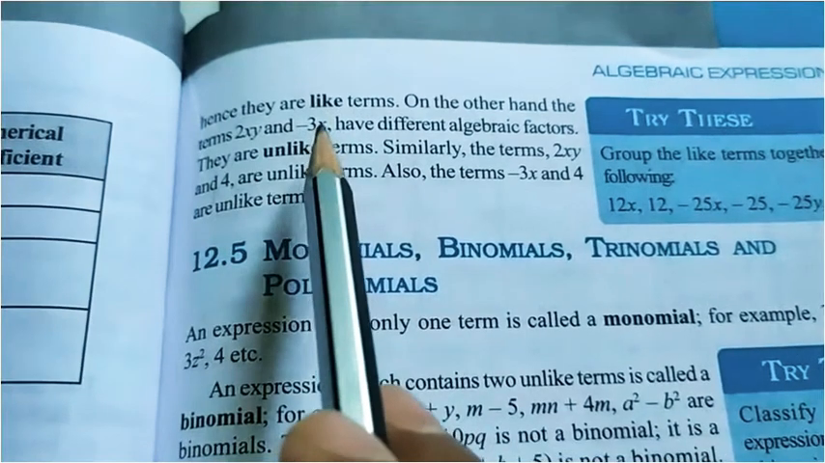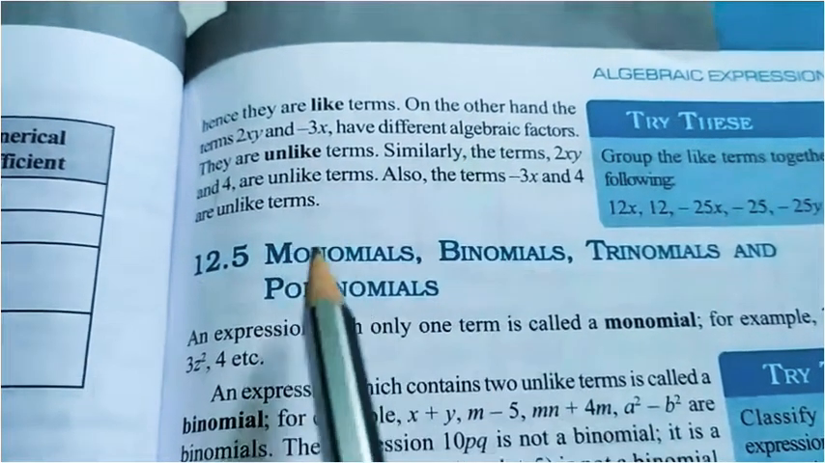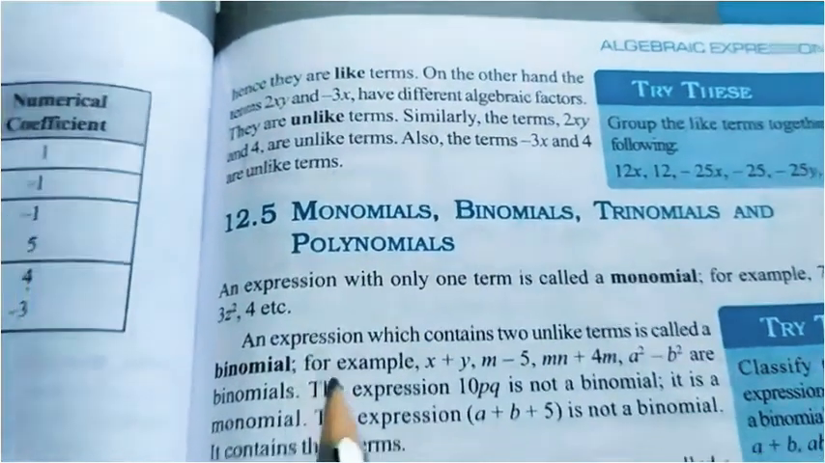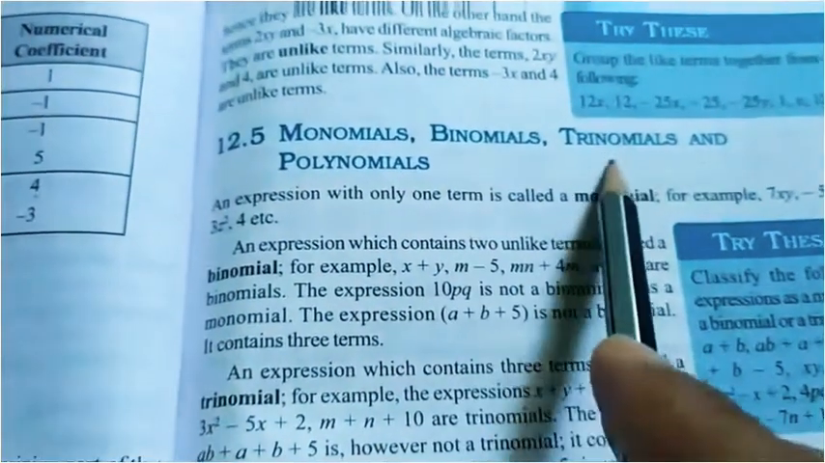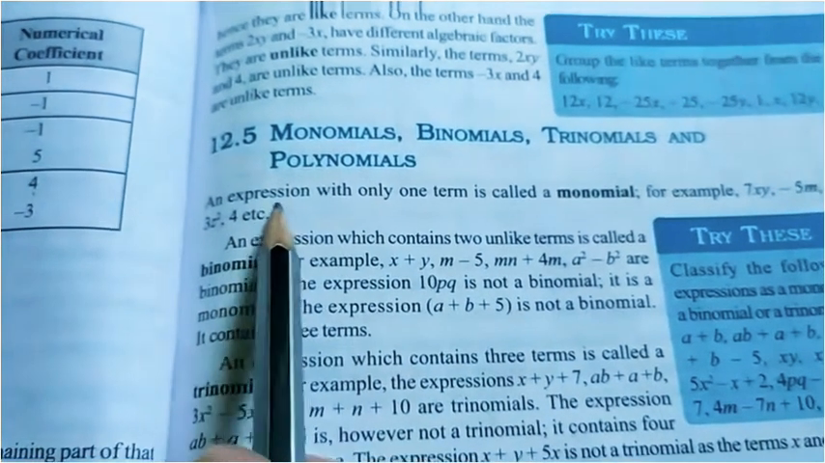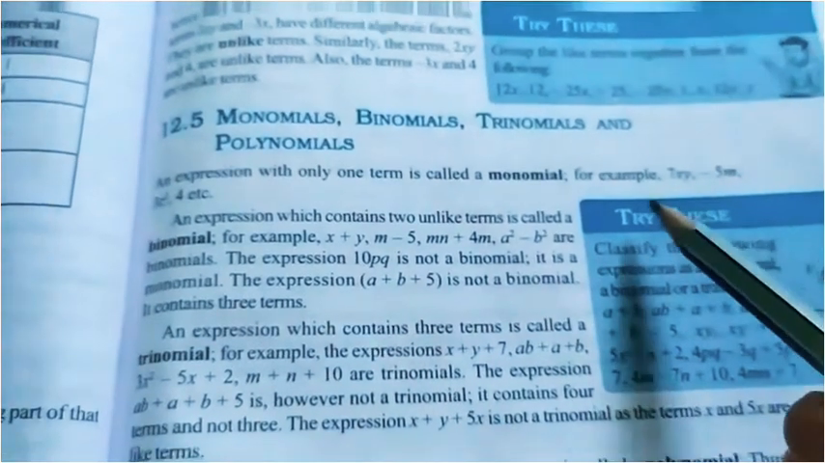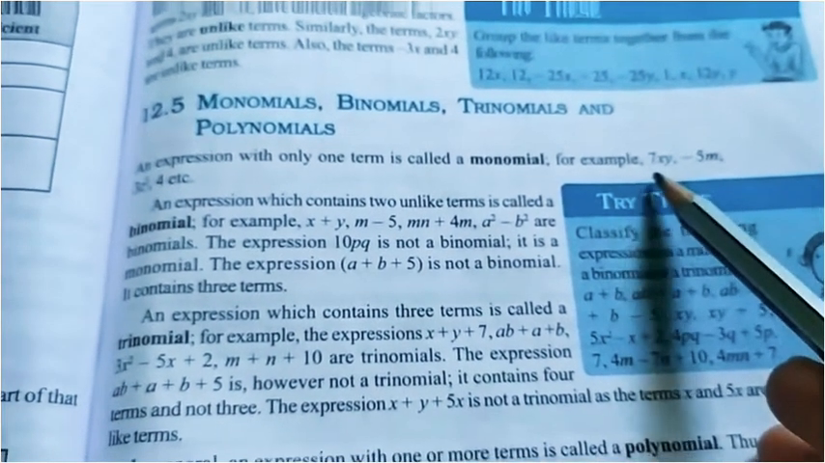Like terms are those which have the same factors, and unlike terms are those which have different algebraic factors. Now monomial, binomial, trinomial and polynomial. A monomial means an expression with only one term. So, we can say it is a single term.